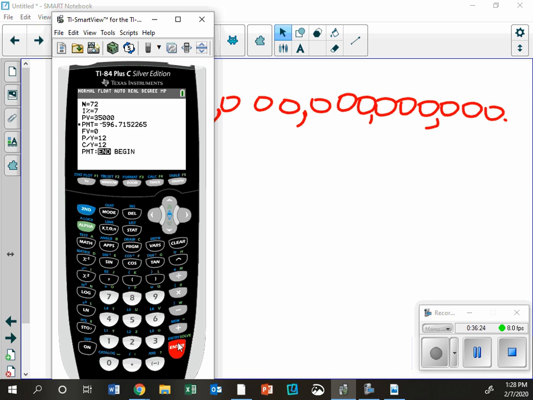Alpha solve for the payment, $596.72. Raise your hand if you had that one right. Uh-oh, what did I do wrong? Oh, what did I say for the rate? 6%, sorry, my bad. 6%.